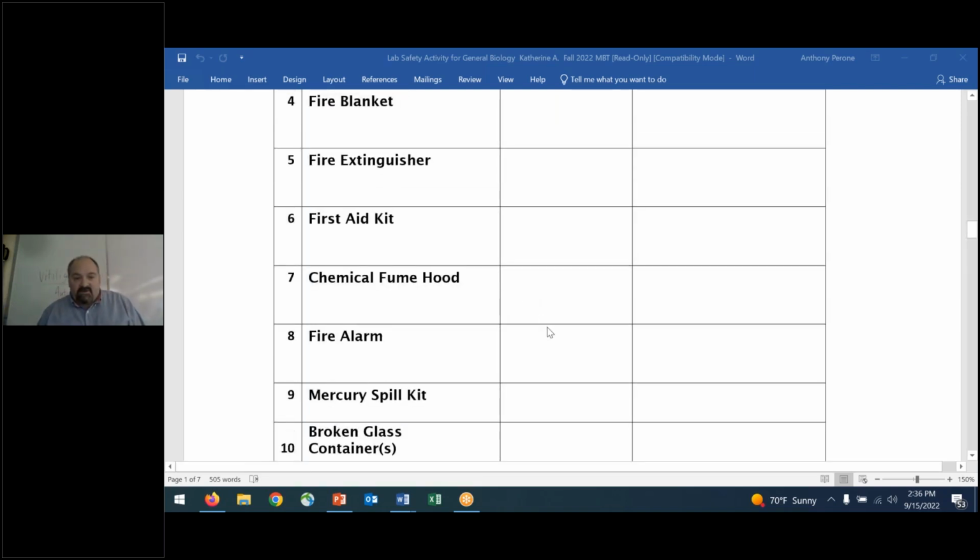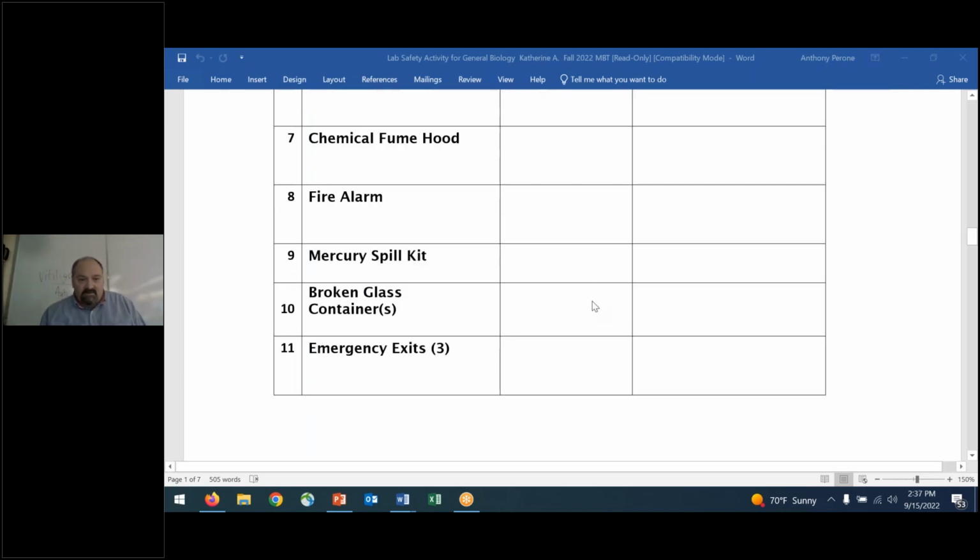Okay, and let's see here. The spill kit is again in the back, and there's a broken glass container in the back. Emergency exits, I showed you those three.